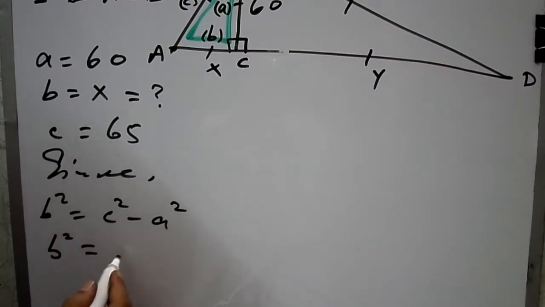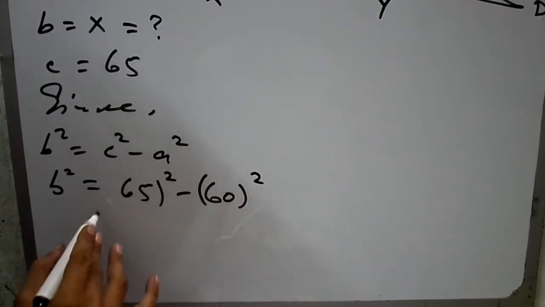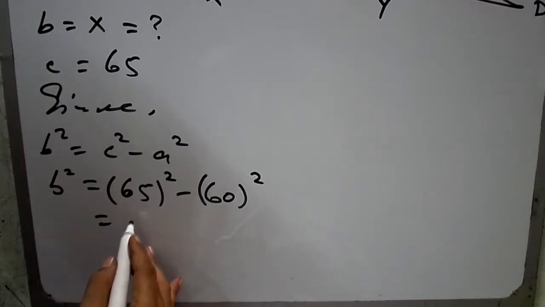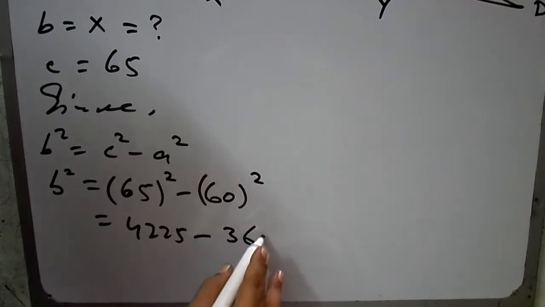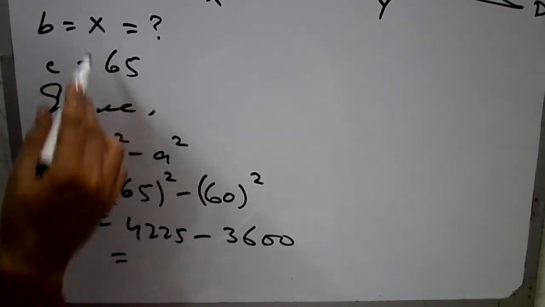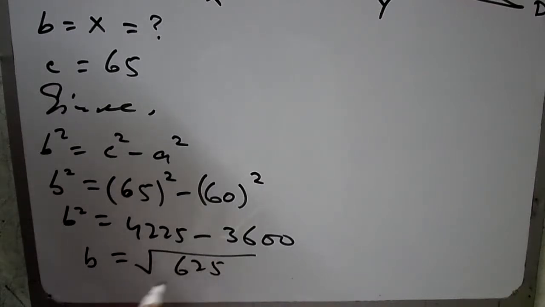So the value of C is 65 square minus 60 square. You will get 4225 by using a calculator, and 60 squared is 3600. So that is your B square. But it should be noted that B is representing x, so the value of B is equal to 625. Because B is representing x, the value of x is 25. That is your required result.